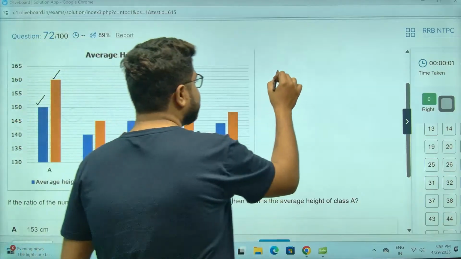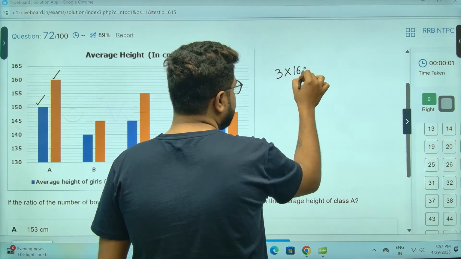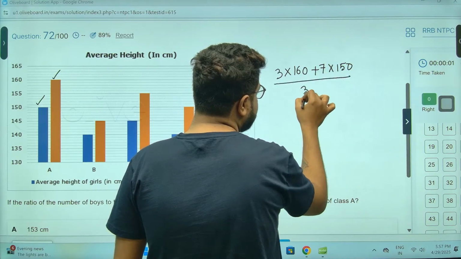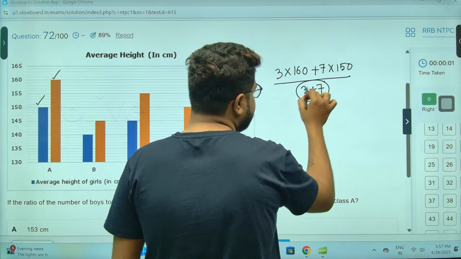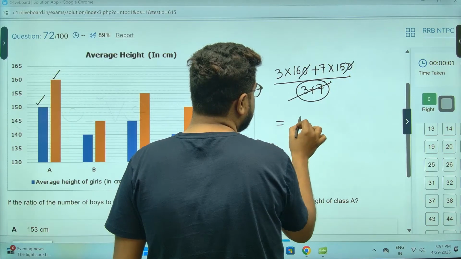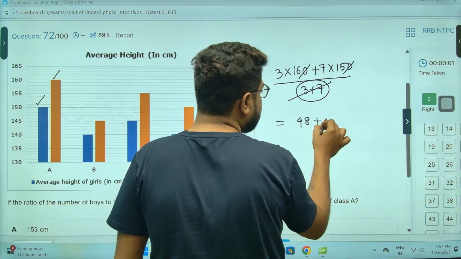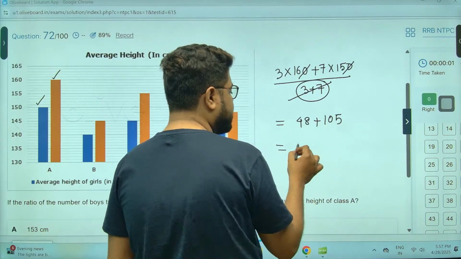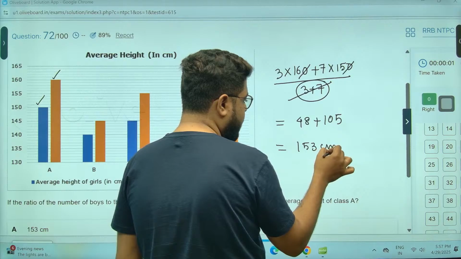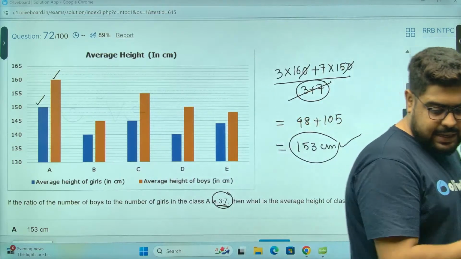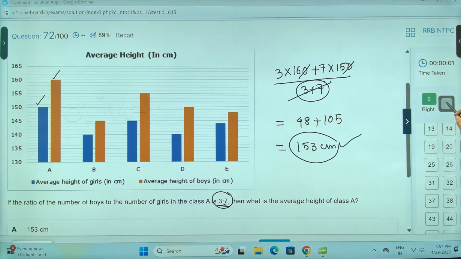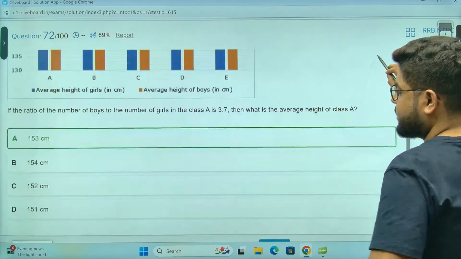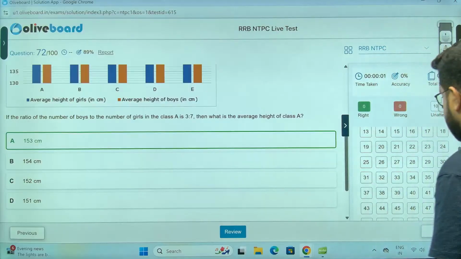So 3 into 160, weighted average, plus 7 into 150, divided by 3 plus 7, which is 10, will be the answer. Cancelling the zero, we get 48 plus 105, so 148 plus 5, 153. That's your answer, sir. Let's see, is it in the options? Yes, it is visible in option A. 153. Correct, sir?